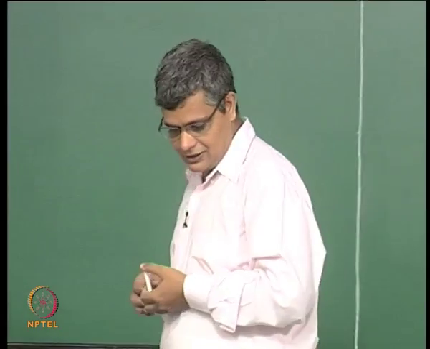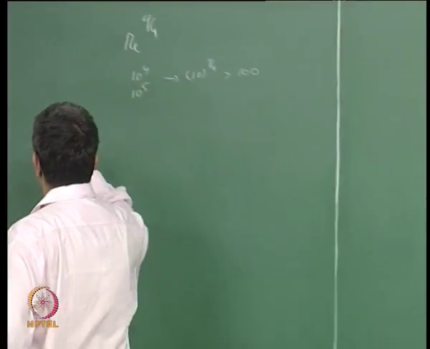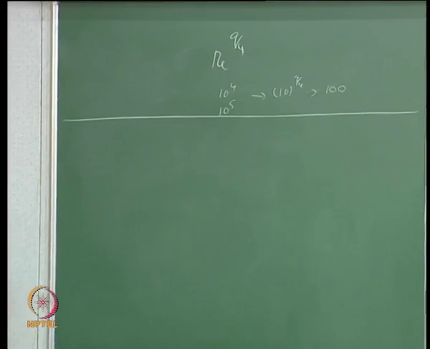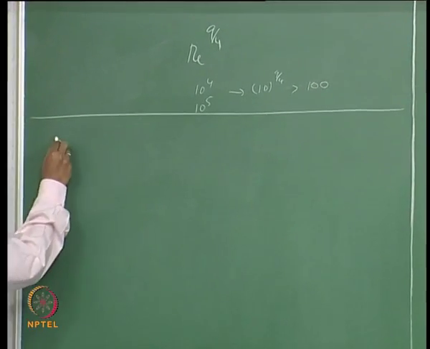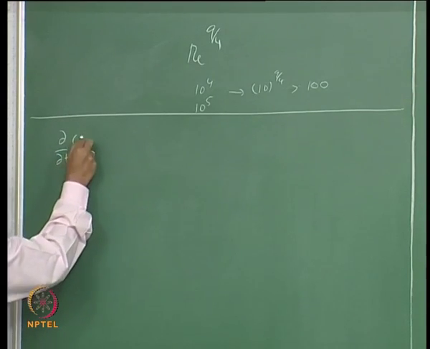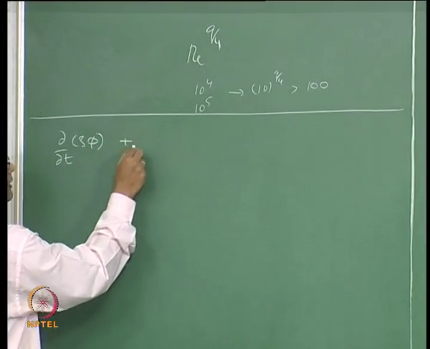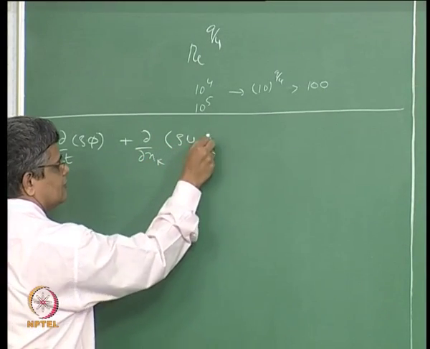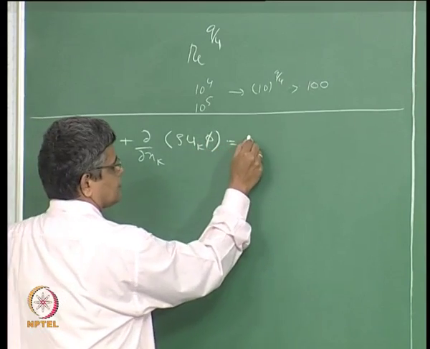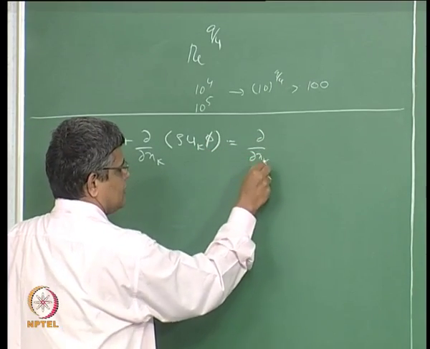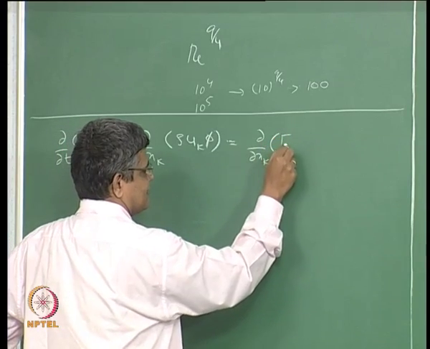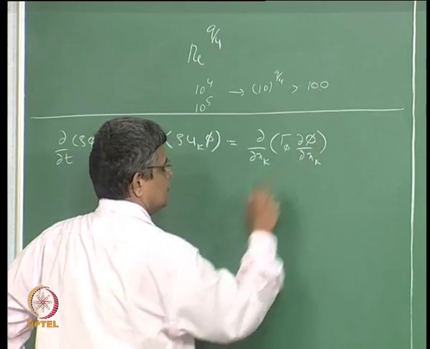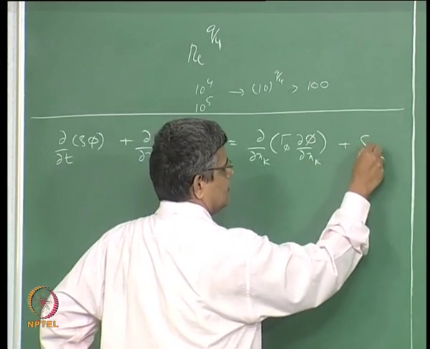So let us start with a recollection of our generic scalar transport equation. We have said that it is ∂/∂t of ρφ plus ∂/∂x_k of ... ∂/∂x_k of say some Γ_φ ... plus S_φ.